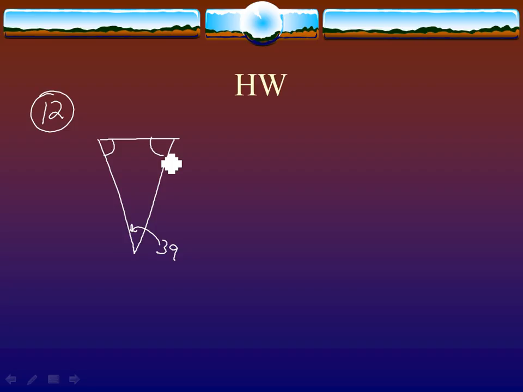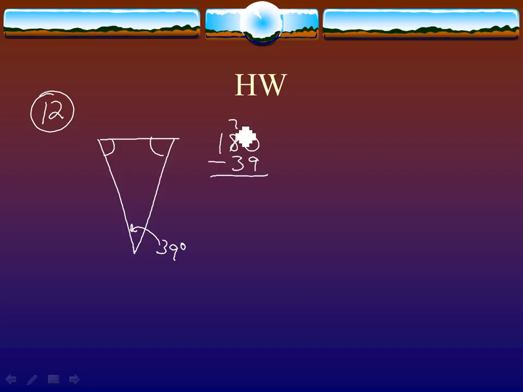Those two angles are the same, right? If those two angles are the same, this angle's 39 degrees. That's 70. How can we find those two angles? Say it again. 180. 180 minus 39. Good.